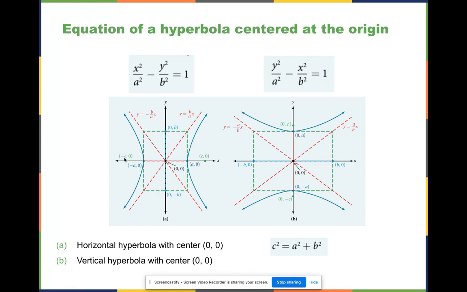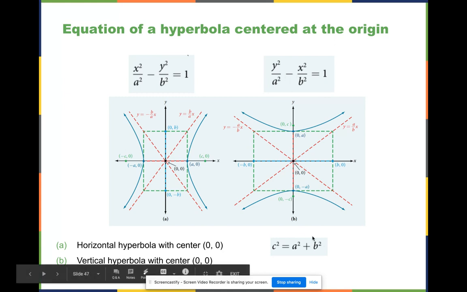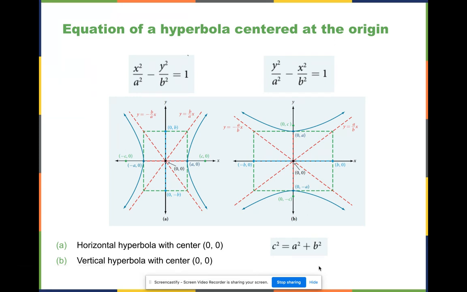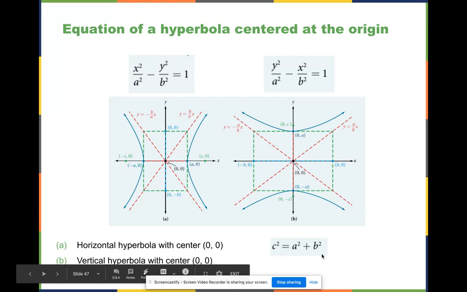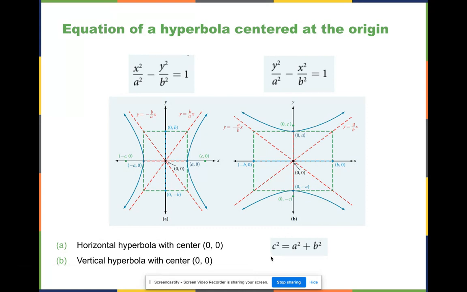C are the focus points. Once again, C doesn't show up in the equation, just like it didn't for an ellipse, right? The equation for our C is different than an ellipse, but similar. It is c squared equals a squared plus b squared. Remember, for an ellipse, it was a squared minus b squared. Here it's a squared plus b squared. That's what c squared is, okay? So a lot of this is analogous to ellipses. I hope this looks familiar.